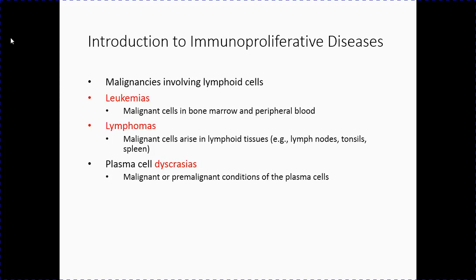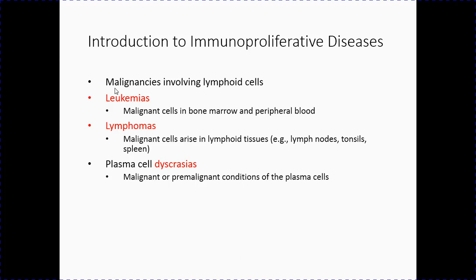Immunoproliferative diseases can be broadly classified as immunologic disorders that are diseases or conditions of primary cells of the immune system or by excess production of immunoglobulins. And in this chapter, we're going to focus on malignancy of lymphoid cell lines. We're going to be specifically looking at a couple of things: leukemias, lymphomas, and plasma cell dyscrasias.